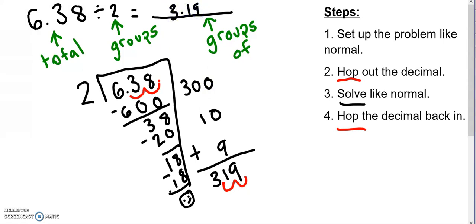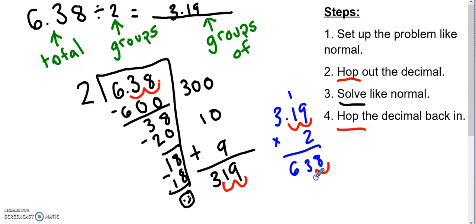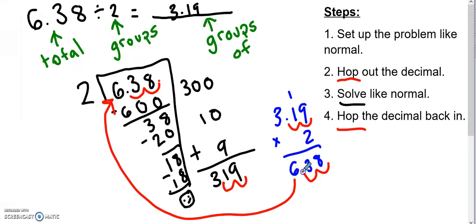And then, of course, I do want to check that with multiplication to make sure that I did it correct. 3 and 19/100 times 2. 2 times 9 is 18. 1, 8. 2 times 1 is 2, plus 1 is 3. 2 times 3 is 6. And I had 2 hops to get that decimal out, so I need 2 hops to get that decimal in. And when I compare my answer to my dividend, I see that it is the same answer. So 3 and 19/100 is correct.